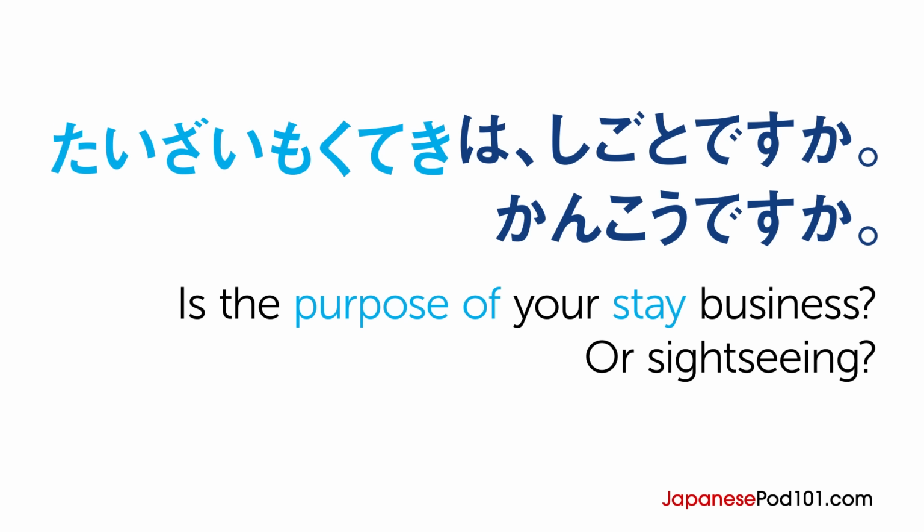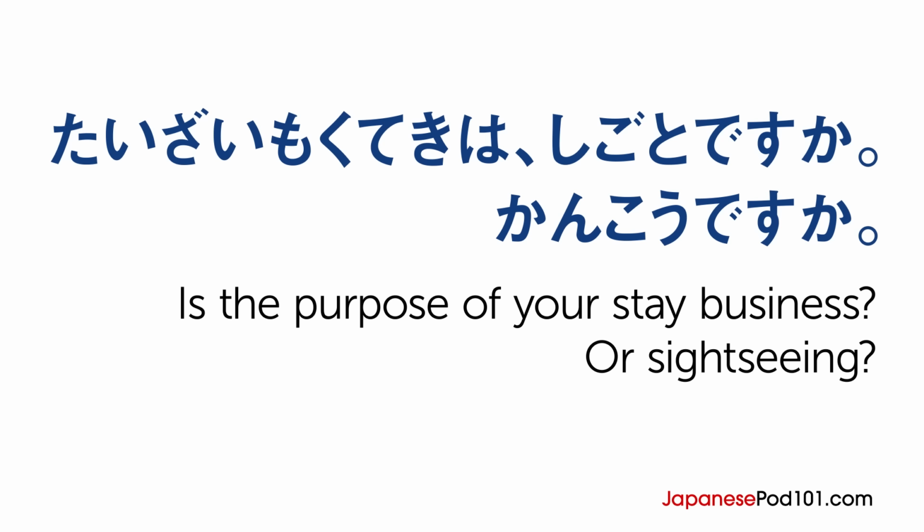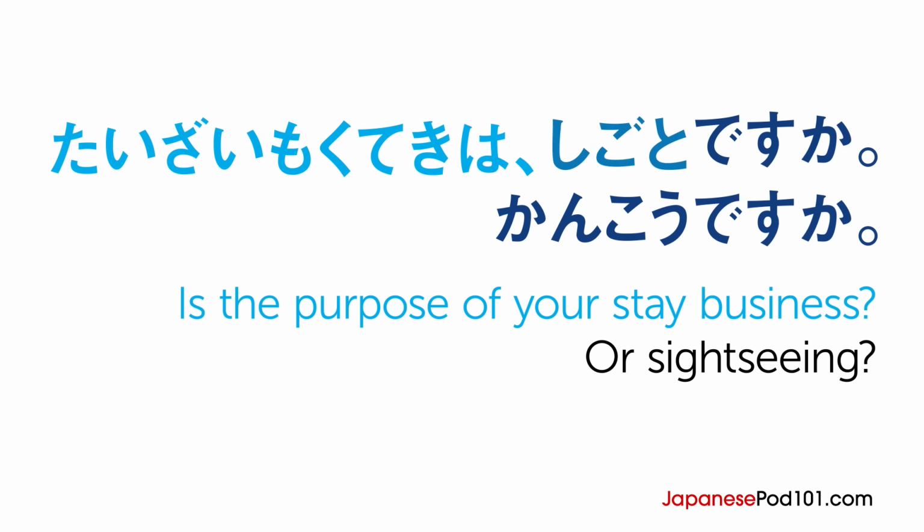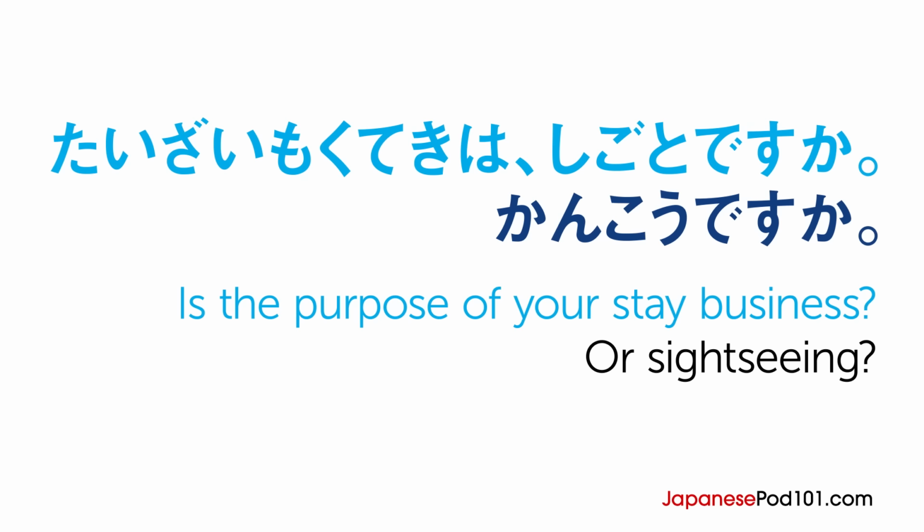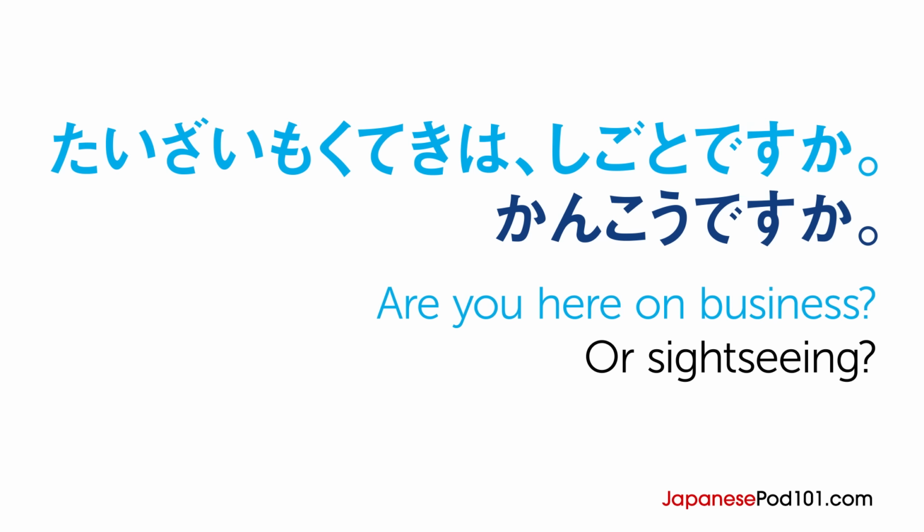First is a phrase meaning purpose of stay. 滞在目的。 Next is the topic marking particle. は。 After this is the word for business. 仕事。 Next is a linking verb, which in this case means is. です。 And last is the question marking particle. か。 Together, this sentence means, is the purpose of your stay business? 滞在目的は仕事ですか? Or you can naturally translate it as, are you here on business?